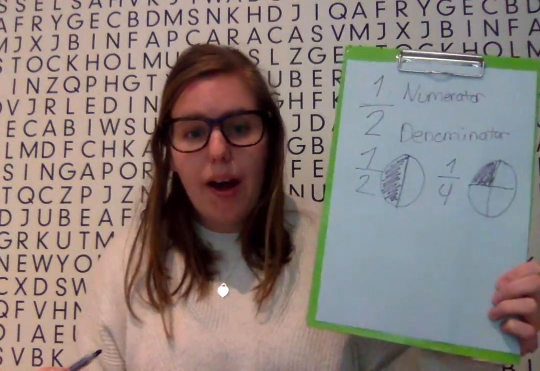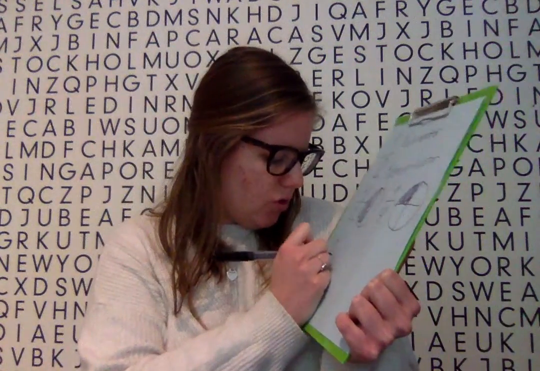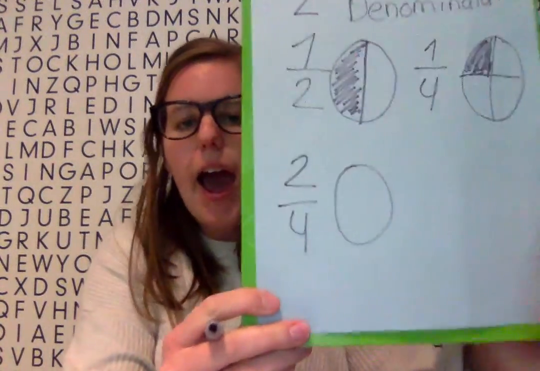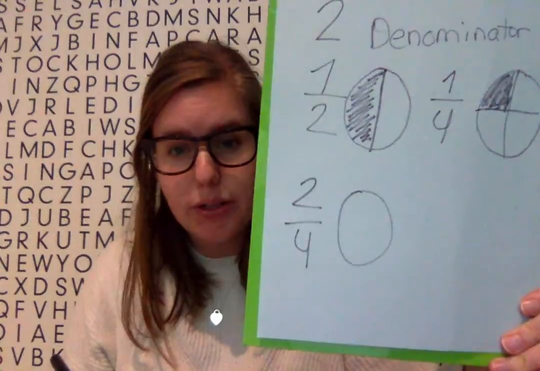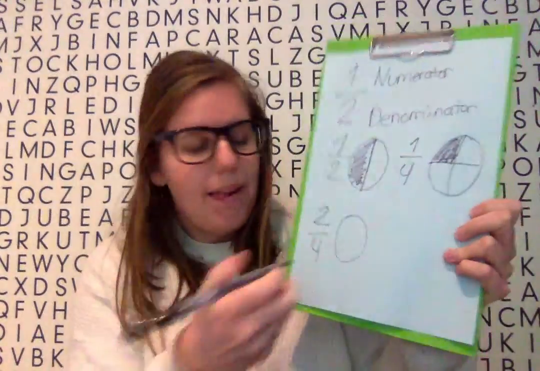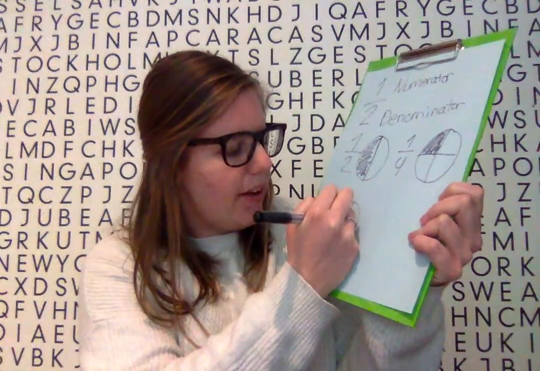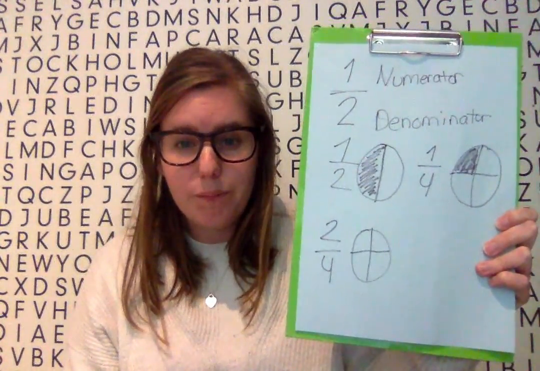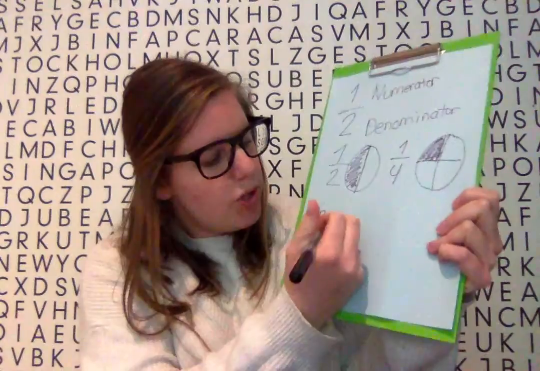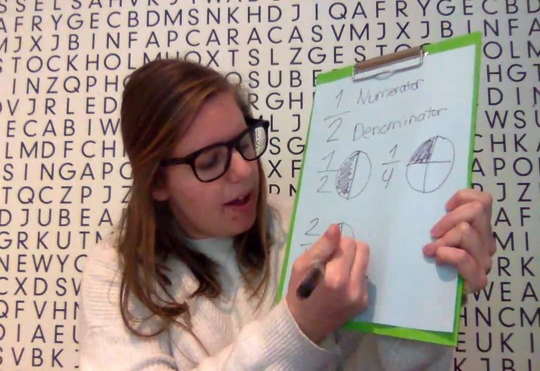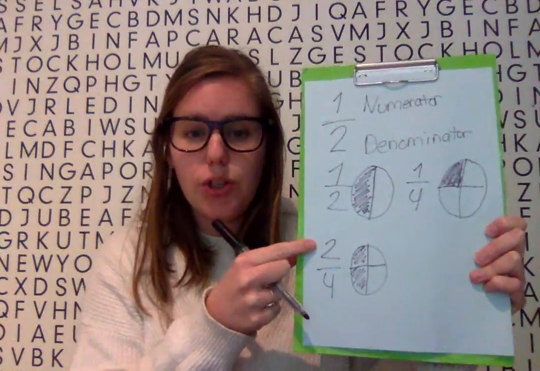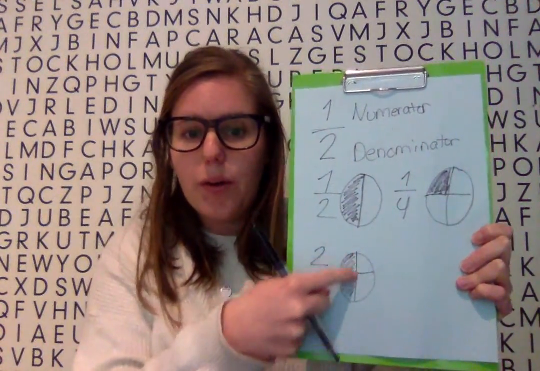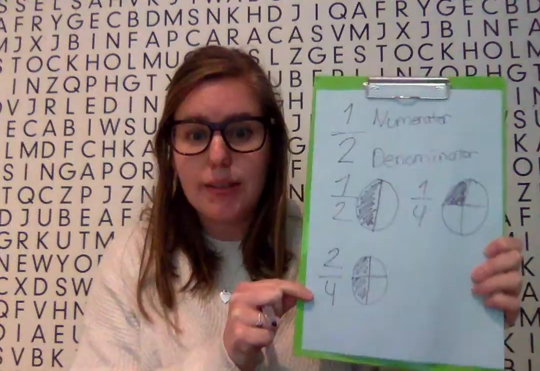So what if I now have 2 out of 4? So let's see, how many pieces should I cut my circle into? I should cut them into, you're right, 4 pieces. And how many should I color in? 2, because my numerator says 2, so that's how many I have. My denominator says 4, which is how many pieces I had to make.